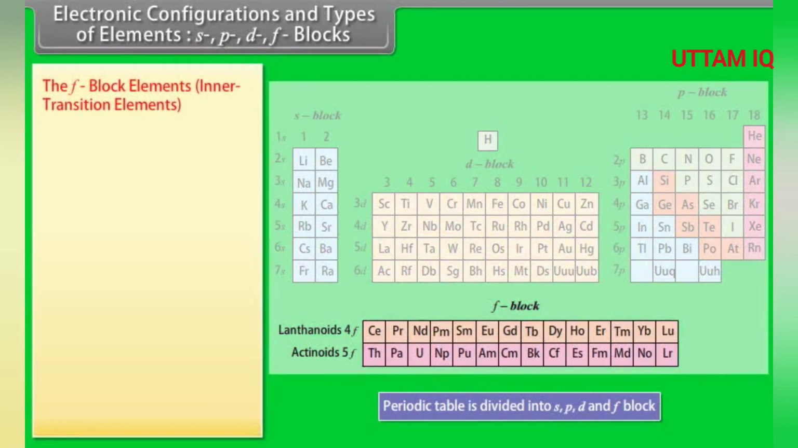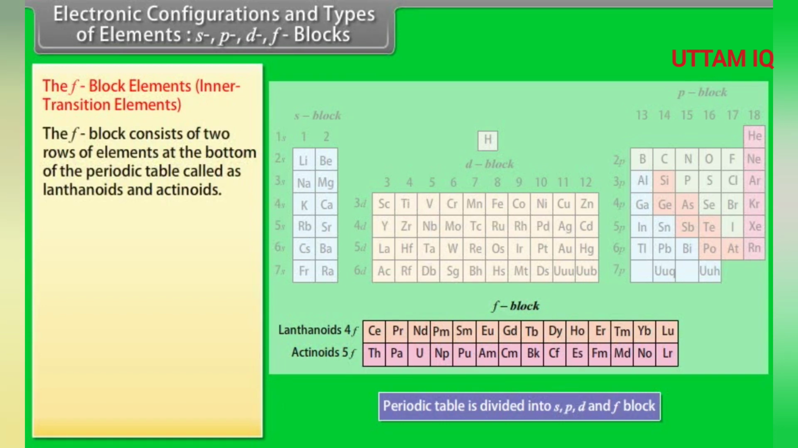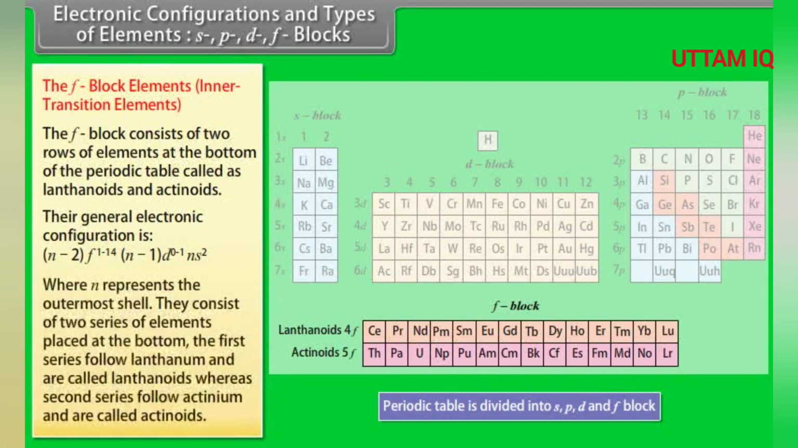The F block elements. Inner transition elements. The F block consists of 2 rows of elements at the bottom of the periodic table called lanthanoids and actinoids. Their general electronic configuration is: where N represents the outermost shell. They consist of 2 series of elements placed at the bottom. The first series follows lanthanum and are called lanthanoids, whereas the second series follows actinium and are called actinoids.